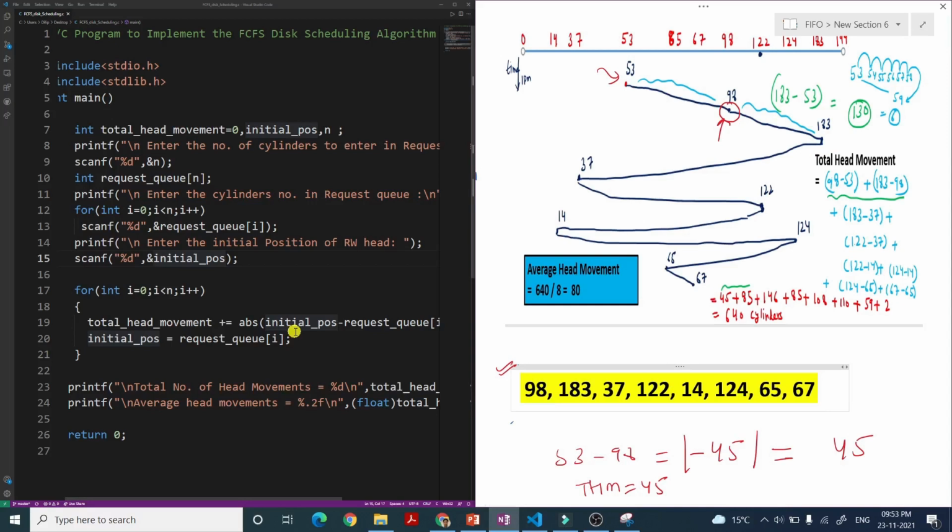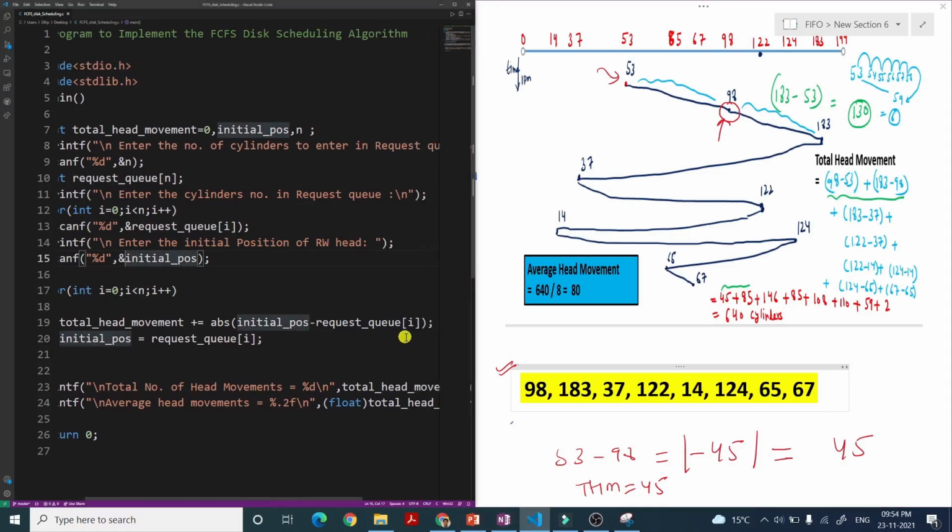So initial position, that is 98, minus request key of I, where I equals 1, and request key of 1 is 183. So 98 minus 183 will actually be minus 85. But we want only a positive value, so we use the absolute value. So 85 will be added with the previous 45, so it will be 45 plus 85, right?